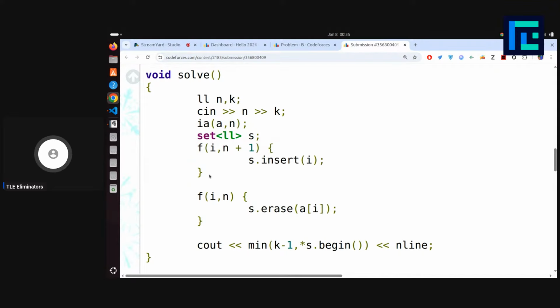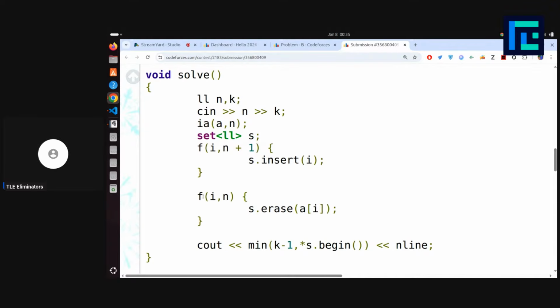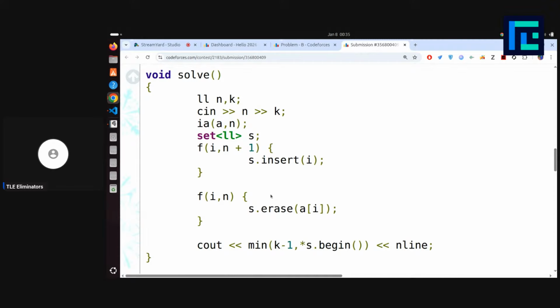So I just inserted all the numbers in a set, and I erased those numbers which are in the array. Finally, the max would be the first element in the set, the element which was not deleted, that is not in the array. So the smallest element is s dot begin, that is the max. So I just print min of k minus 1 comma s dot begin.